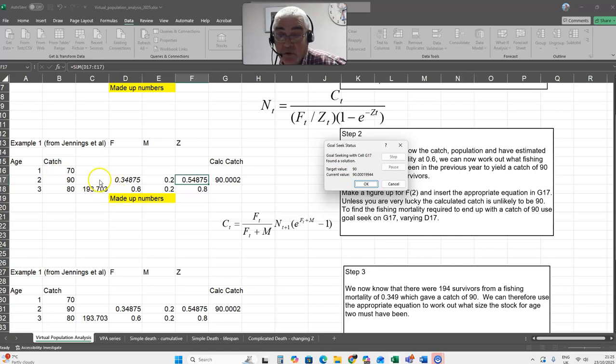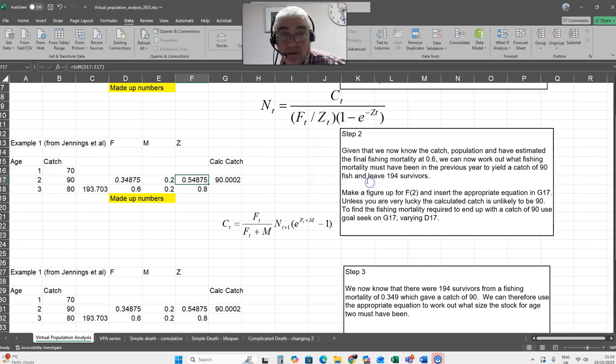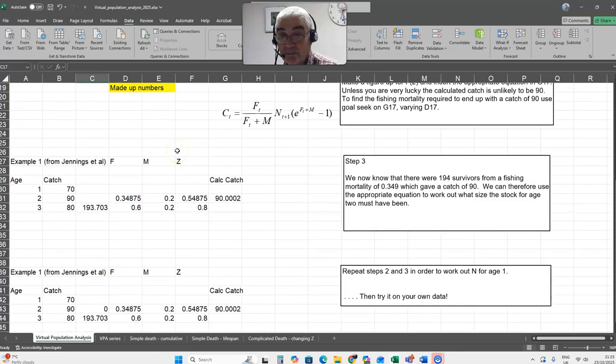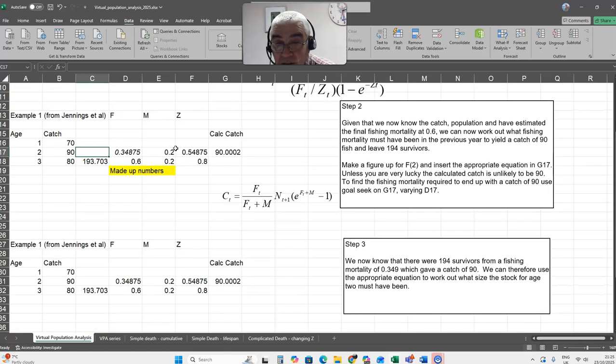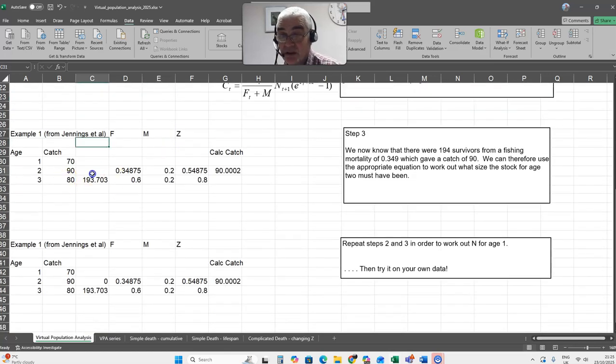Now we need to work out how many fish there must have been this year to support that catch of 90 with these values of fishing mortality and natural mortality. So let me scroll down again. Do all these numbers appear in the right place? Yes. So we're trying to work out this value now.